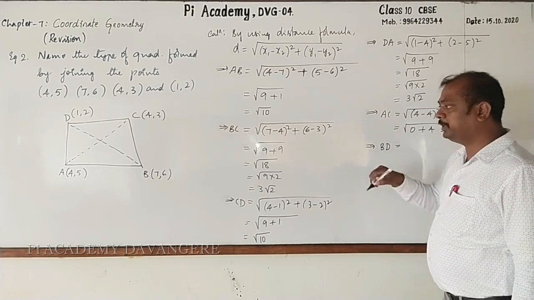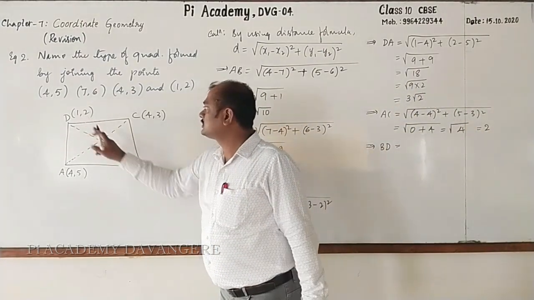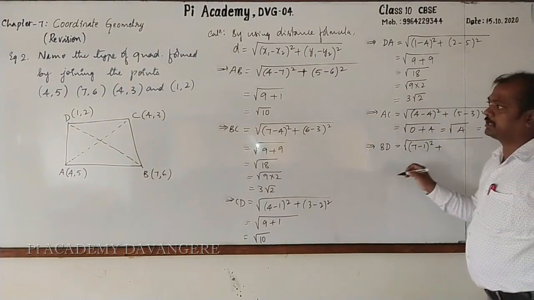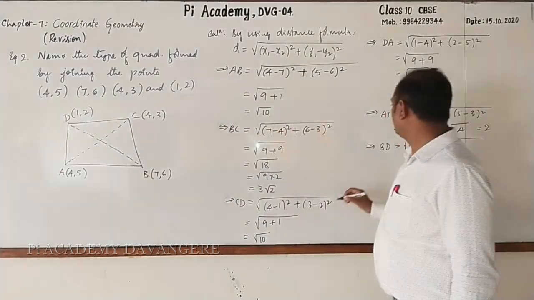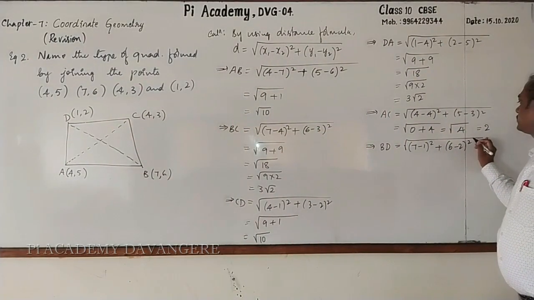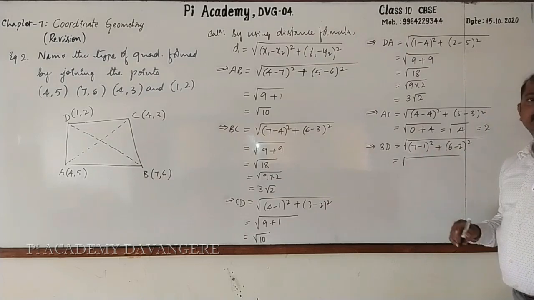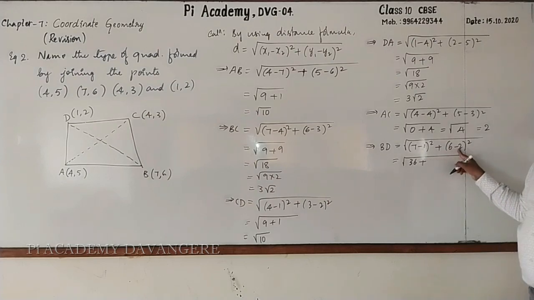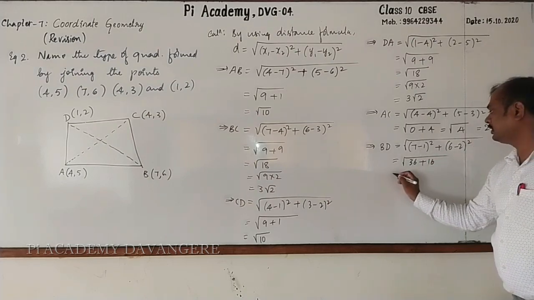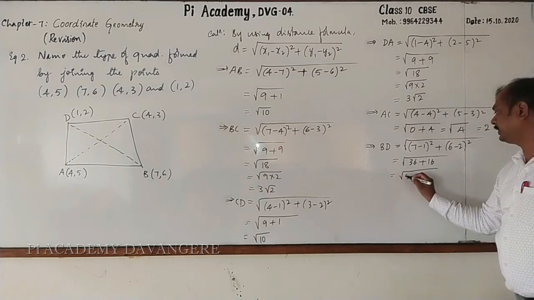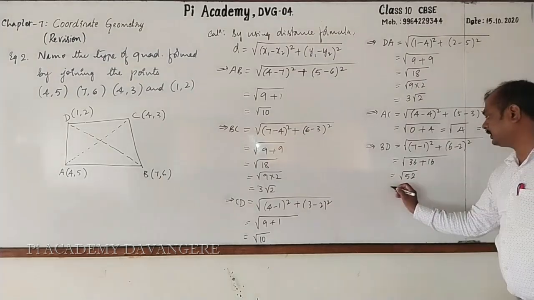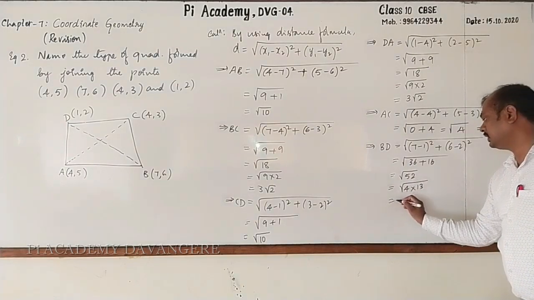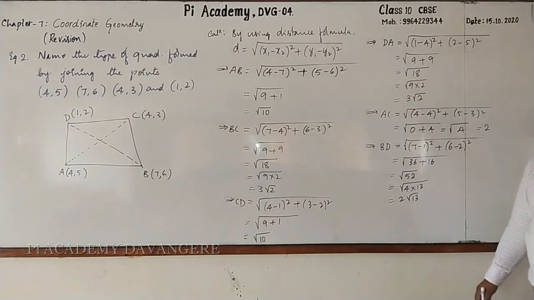Next, another diagonal is BD. Let us find out. BD is equal to square root of (7 minus 1) whole square plus (6 minus 2) whole square, which is equal to square root of, what is 7 minus 1? It is 6. 6 square is 36. 6 minus 2 is 4. 4 square is 16. 36 plus 16 is 52. And this can be written as square root of 4 into 13, which is 2 into root 13.